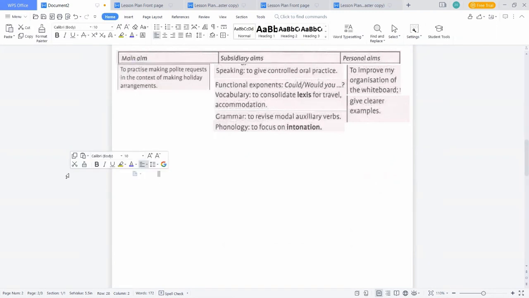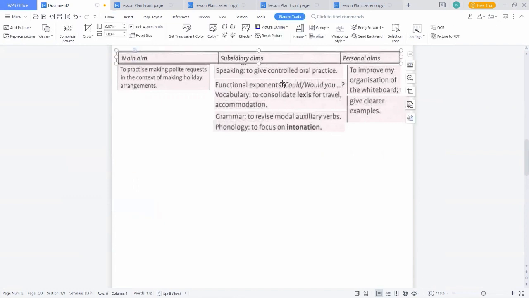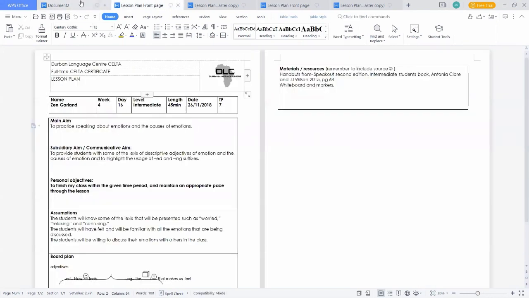Subsidiary aims. These are smaller chunks. For example, practicing making polite requests is a broad topic. However, this is not very broad. This is also specific because it's in the context of making holiday arrangements. Be careful, okay? When writing your main aims, don't be too vague.